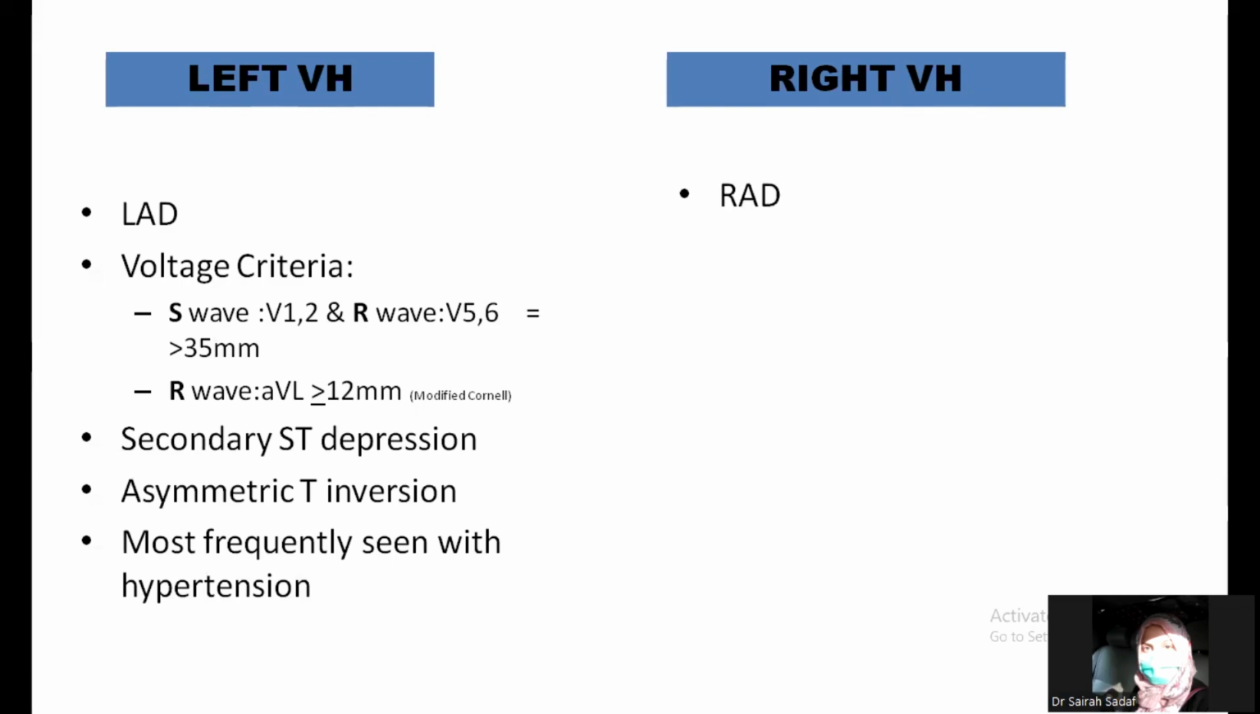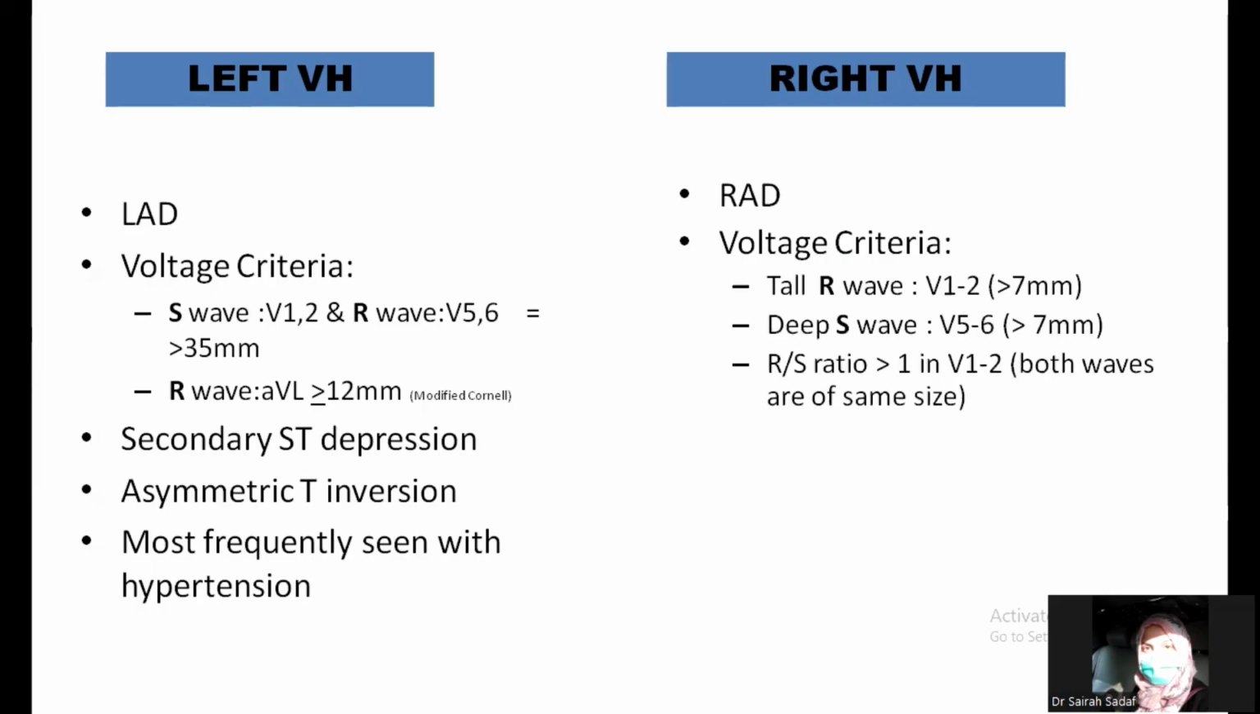Okay, now about the right axis deviation. There will be right ventricular hypertrophy. It may be associated with right axis deviation, not always, but there may be. If it is there, it will strengthen your criteria. Now, what will be the voltage criteria? There will be a tall R wave in V1, V2. This is the reverse of the normal findings.